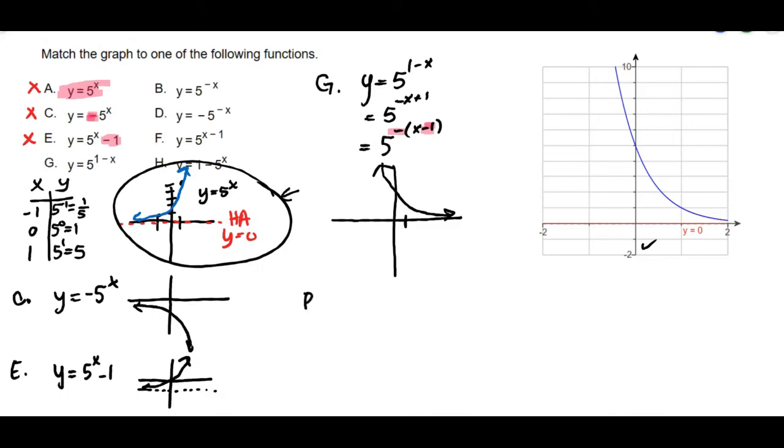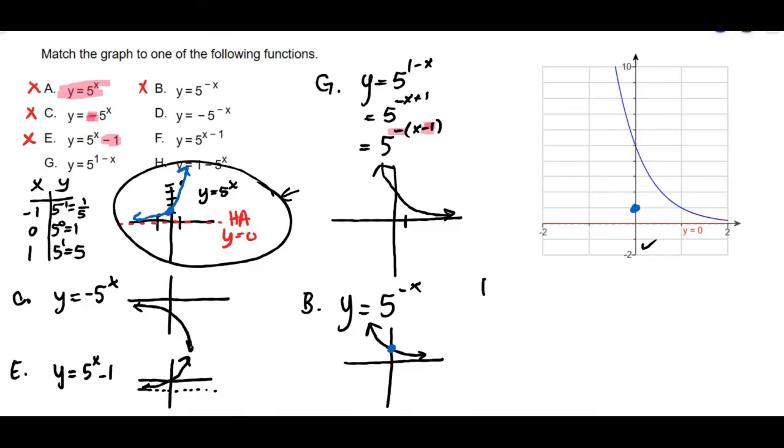So if I look at answer choice B, it's y equals 5 to the negative x. And that negative is a horizontal reflection. So the graph would reflect horizontally like this. When it reflects horizontally, this point right here, (0, 1), is still (0, 1) on this picture. And you can see (0, 1) is not on the picture we're trying to match. So B is not one of the choices.